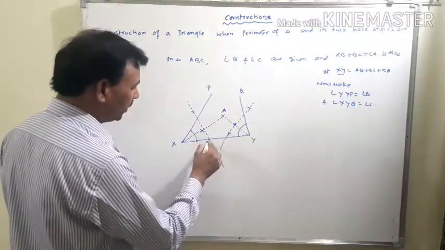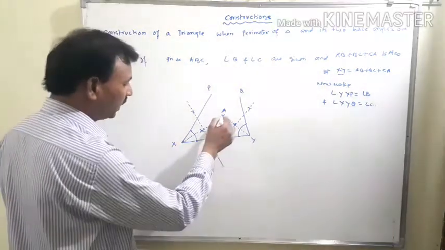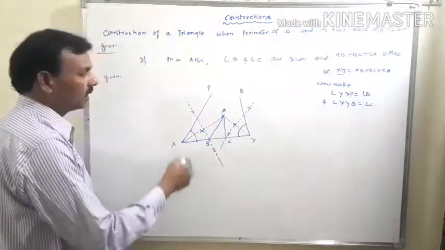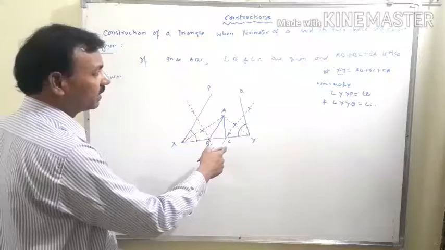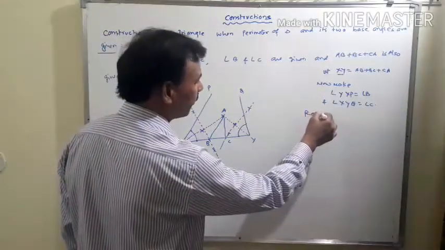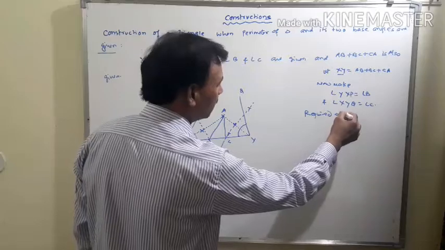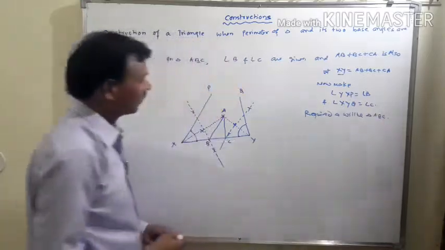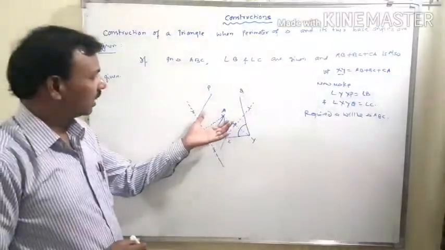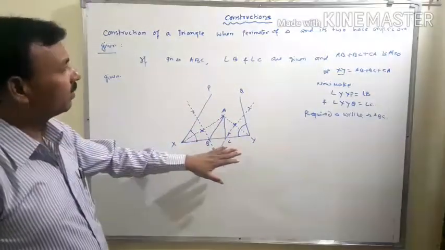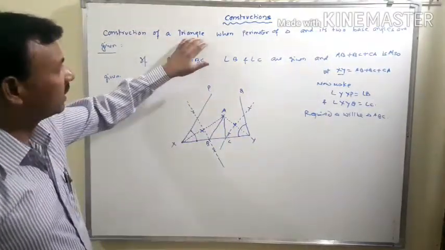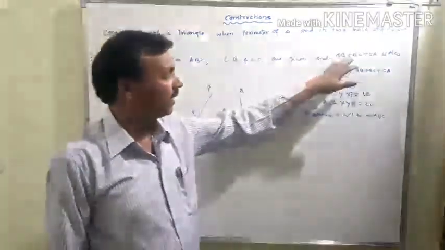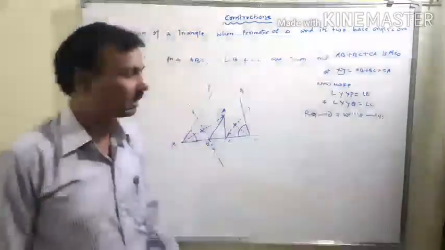These bisectors intersect XY at B and C. Join A to B and A to C. Thus the required triangle will be triangle ABC. Thus you can make the triangle ABC when two base angles B and C are given and the sum of all sides, that means the perimeter of this triangle, is given.